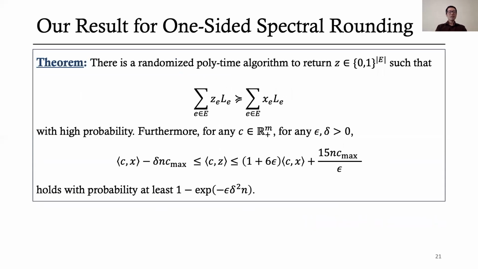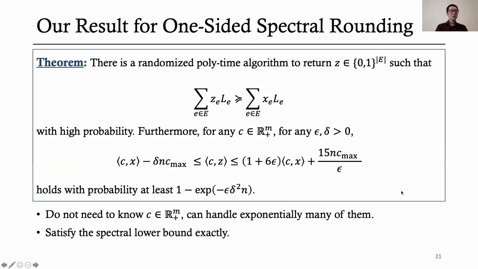We generalized this result to handle general non-negative linear constraints. So we show that there is a randomized polynomial-time algorithm to return a 0-1 integral solution such that the spectral lower bound is exactly satisfied with high probability. And furthermore, for any non-negative linear constraint, we can satisfy it approximately up to some additive error terms.